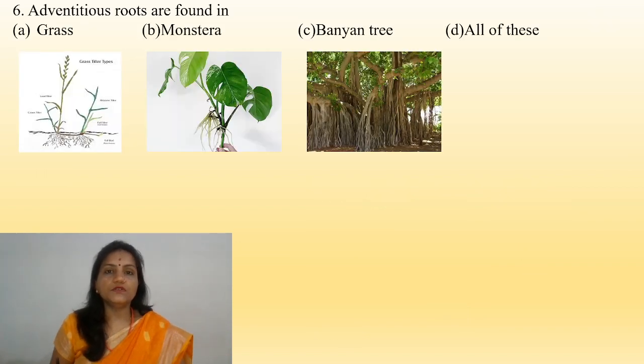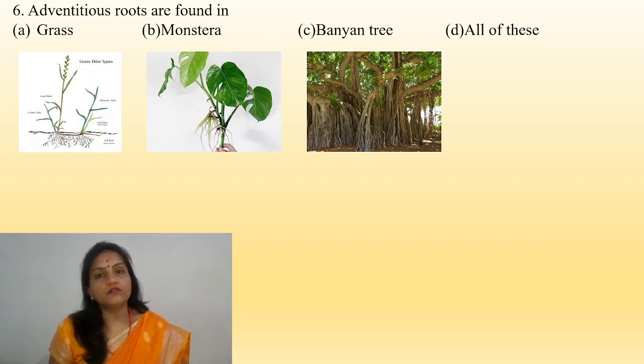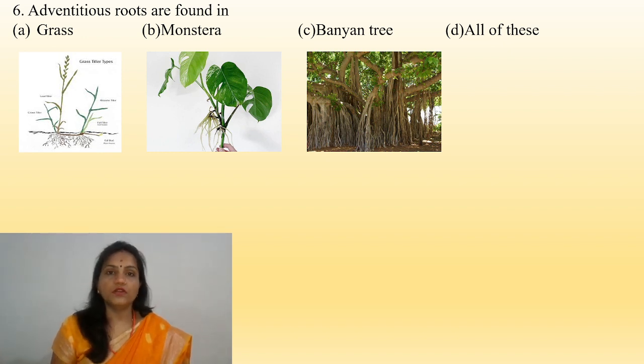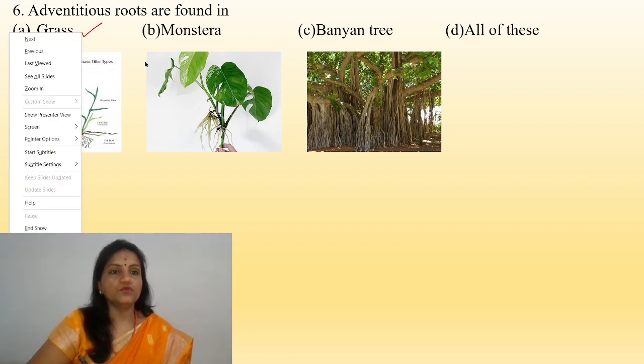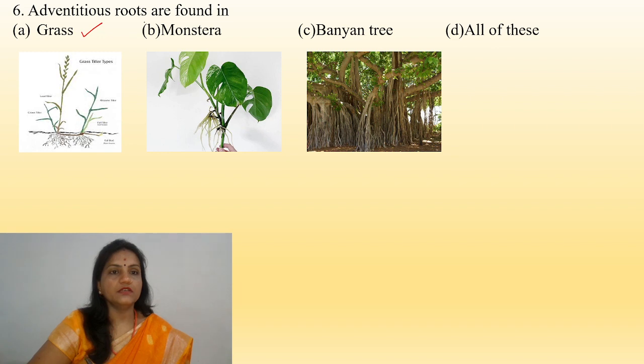Adventitious roots are found in: first thing, I have already explained what adventitious roots are. Roots that are formed from any part of the plant except the radicle. It could be from a leaf, it could be from the stem, that is the nodal region of a stem. So from any part apart from the radicle, they are called adventitious roots.